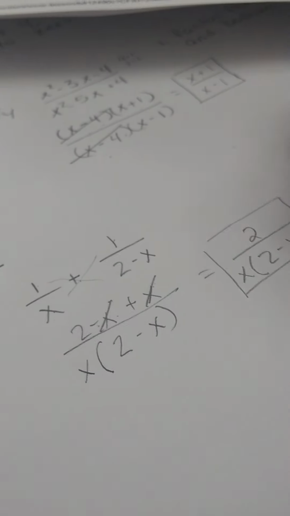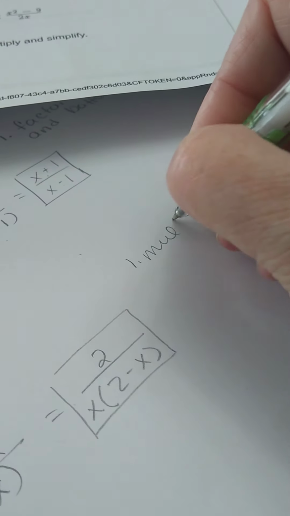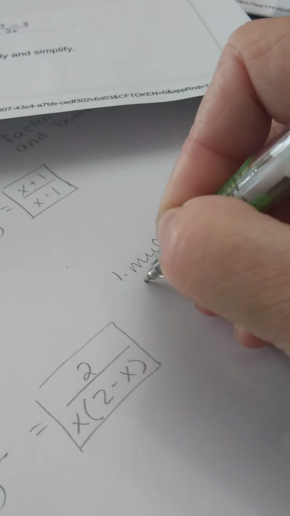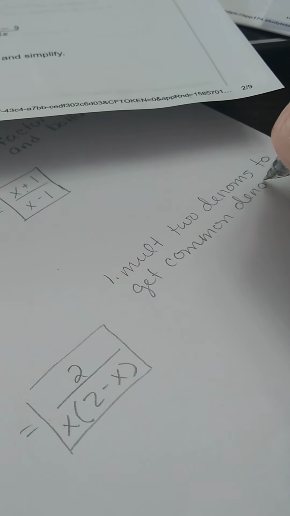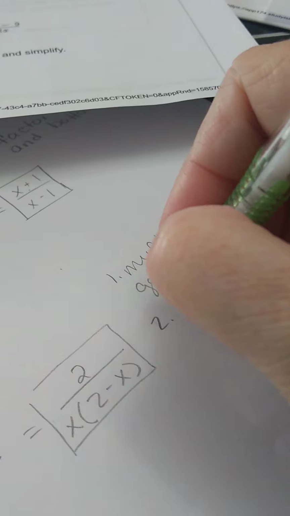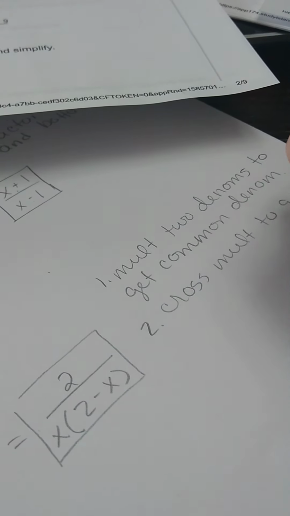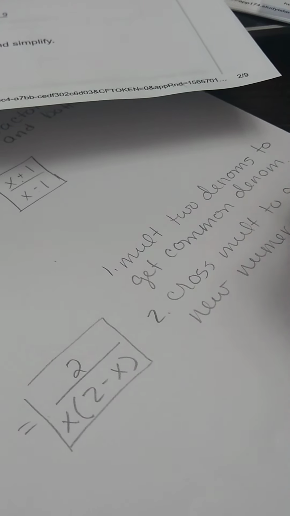All right, so number 1, multiply the two denominators to get the common denominator. 2, crisscross multiply to get the new numerator. 3, simplify. That means cancel out anything that you can.